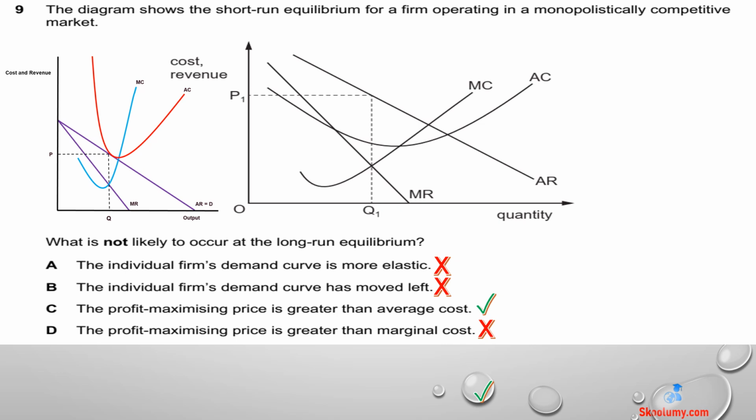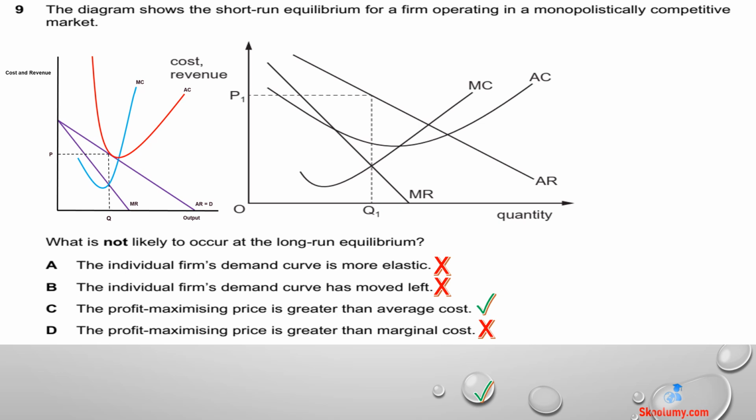Question 9. The diagram shows the short-run equilibrium for a firm operating in a monopolistically competitive market. What is not likely to occur at the long-run equilibrium? C is the correct answer. The profit-maximizing price is greater than average cost. The demand curve and the average cost curve are tangent to each other at the equilibrium level of output. The price is not greater than the average cost. The price and average cost meet at that point.